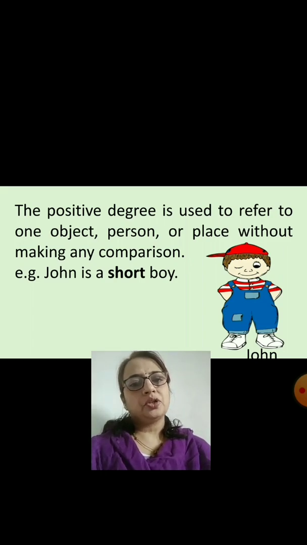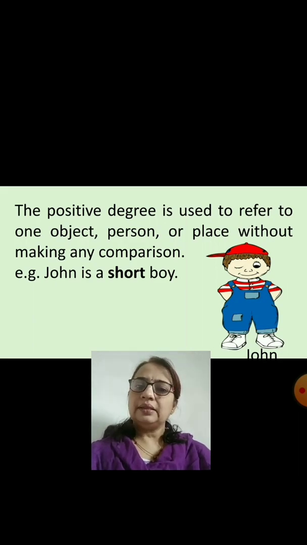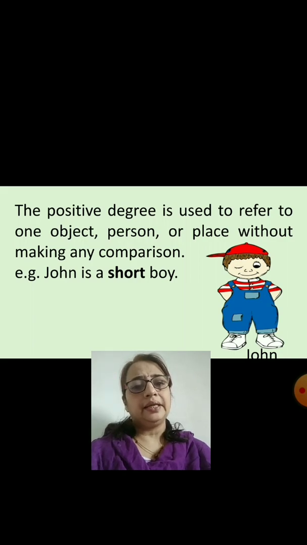John is a short boy. This is a general statement. John is a short boy. We are not comparing his height with anyone. So it's a positive degree. And just observe the adjective. It is short. John is a short boy. So the word short is in positive degree. So what is the positive degree? The positive degree is used to refer to one object, person, or place without making any comparison.